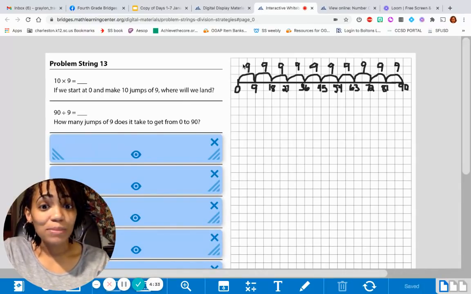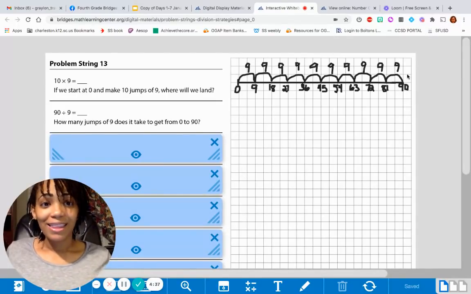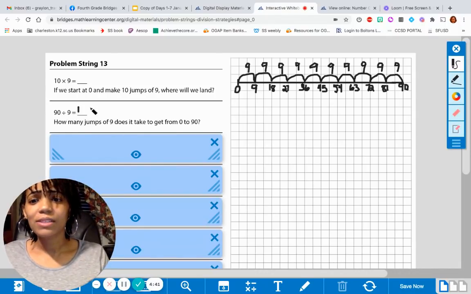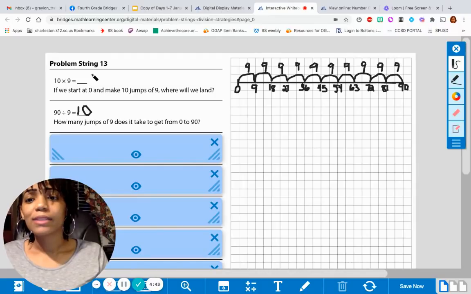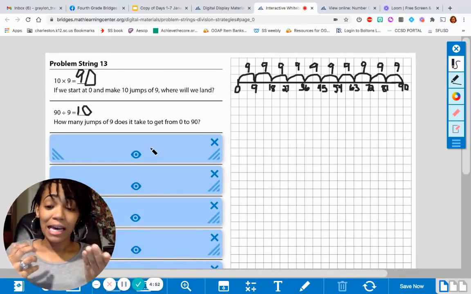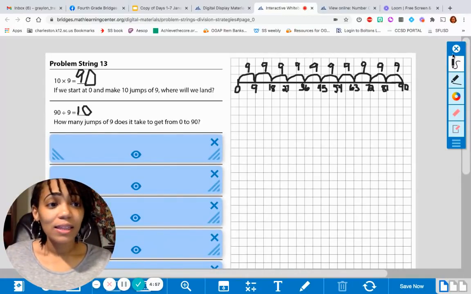We count our jumps. 1, 2, 3, 4, 5, 6, 7, 8, 9. The answer is 10. So I can go ahead and fill that in. The answer is 10 here, and the answer is 90 here. And we've used the same representation. So boys and girls, when you see a question that says explain or show your thinking, a number line is the perfect way to go, okay? Let's go ahead and look at the third problem.